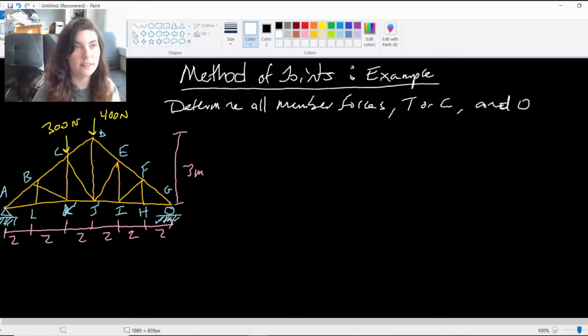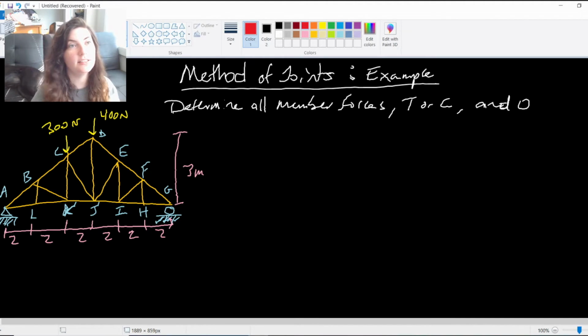As we look at this one, we want to identify our zero force members, and again, it's anywhere where a member is intersecting two members that are collinear and no load is applied, no forces on that joint, or anywhere that you have two singular members coming together that are non-collinear and they don't have a load on them.